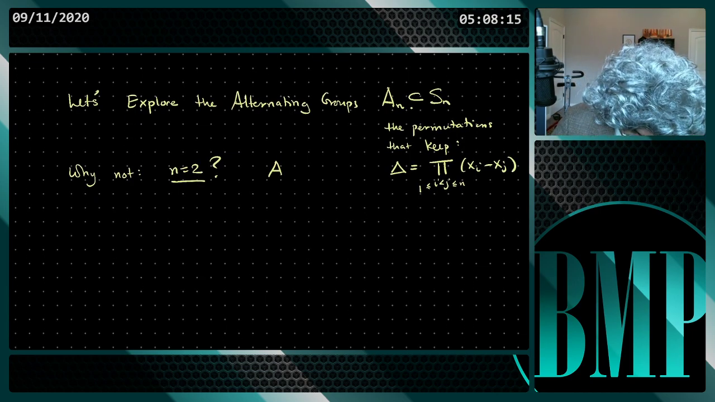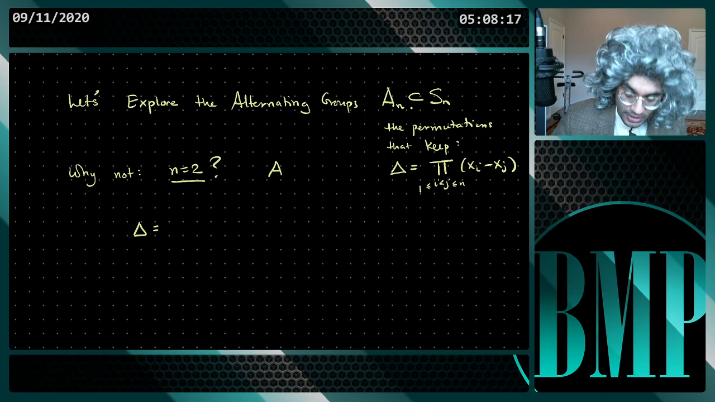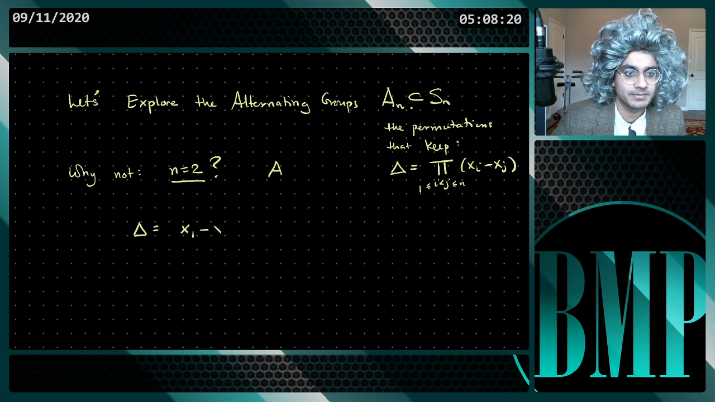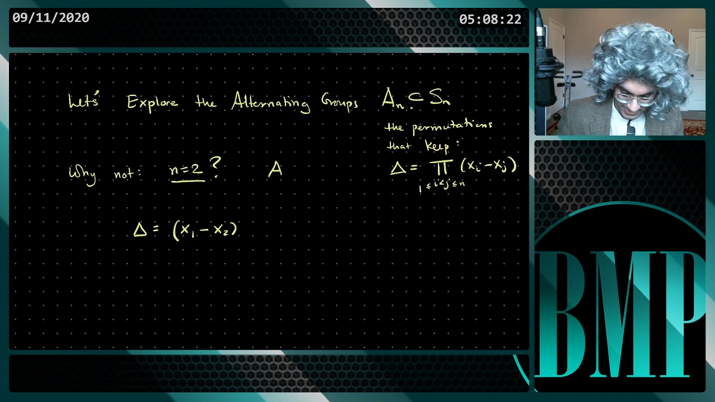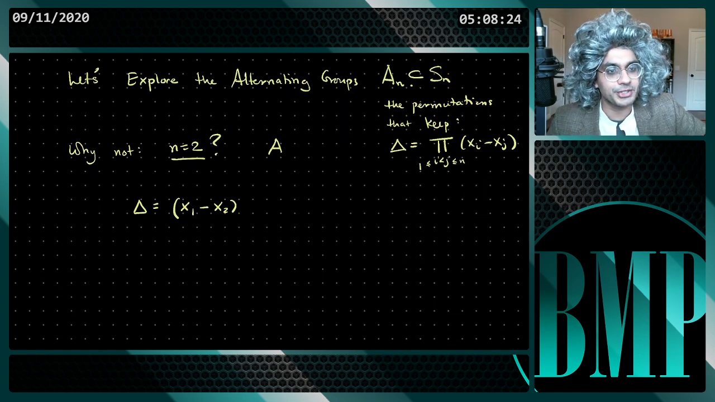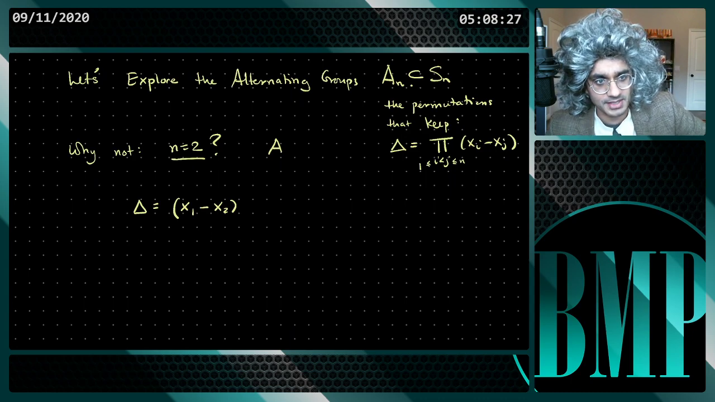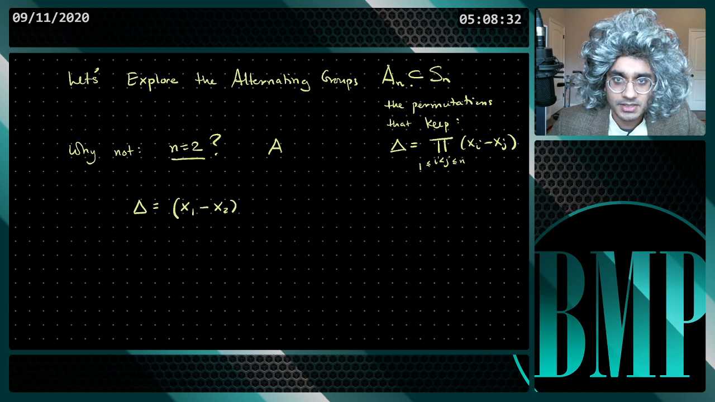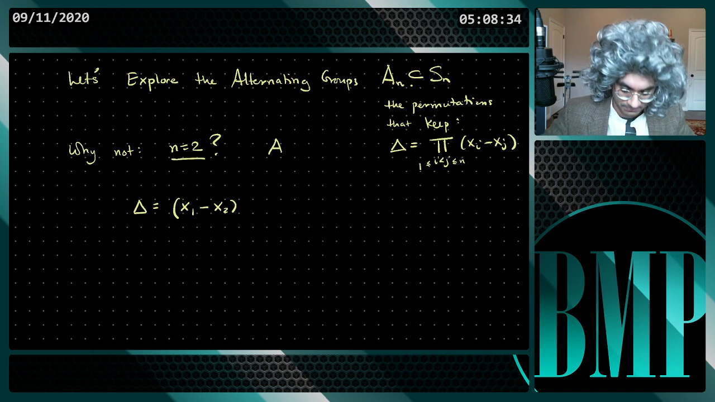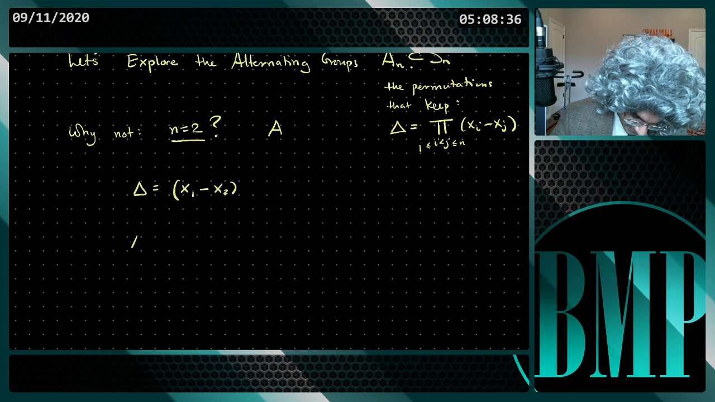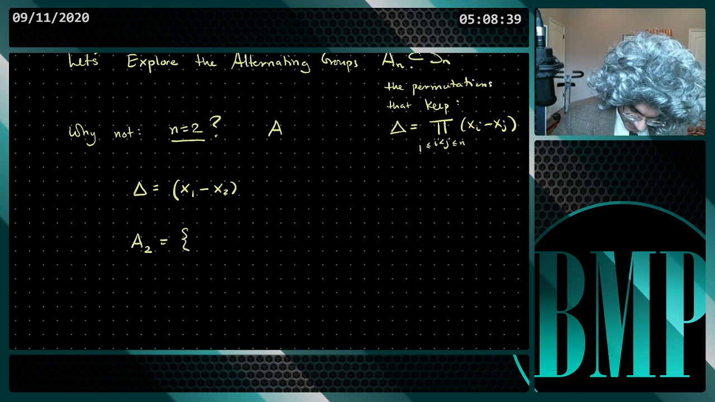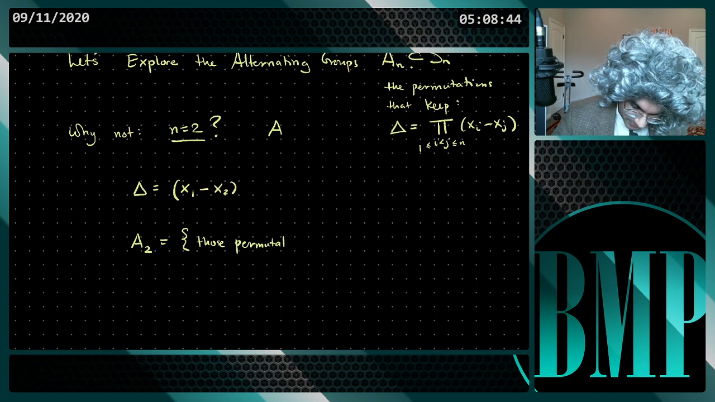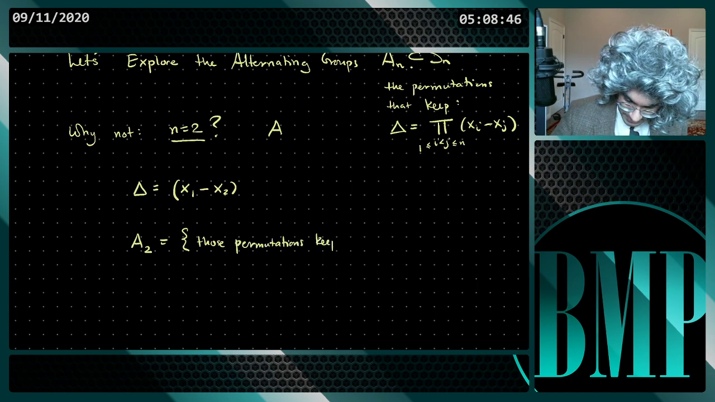Okay, so let's try it. So n equals 2. The discriminant is a wonderful polynomial, and the question is, which swappings, which permutations of the symbols x1 and x2 keep this polynomial the same? Well, those permutations keeping delta the same.